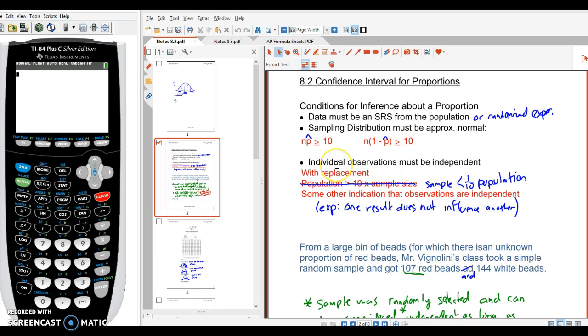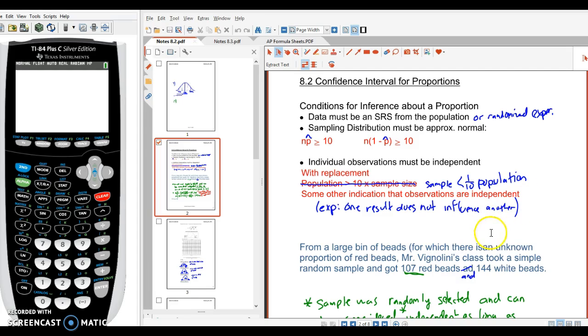Last condition is that the individual observations must be independent. So either state that something is drawn with replacement, or state that if it is a sample, that the sample is no more than 1/10 of the population. Or if it is an experiment, and in some samples, you would just need to state that one result should not affect another result. So in the one that we talked about last class, with the birth defects, the birth defect in one pregnant woman should have no effect over whether the next pregnant woman has a birth defect with her baby.